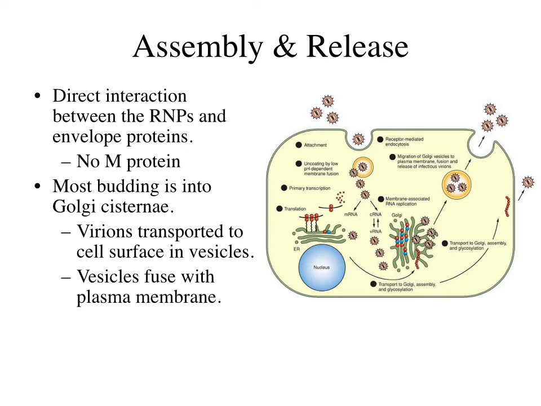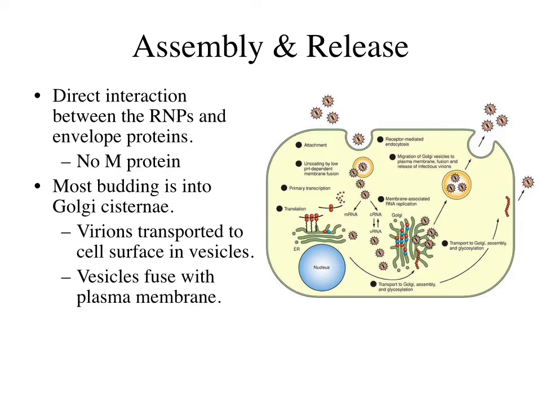Here you can see the assembly and release of virions. There's a direct interaction between the RNPs and the envelope proteins. This particular group of viruses does not have a matrix protein, so it's a direct interaction. Most budding is into the cisternae of the Golgi apparatus. And then the virions are going to be transported to the cell surface in vesicles.